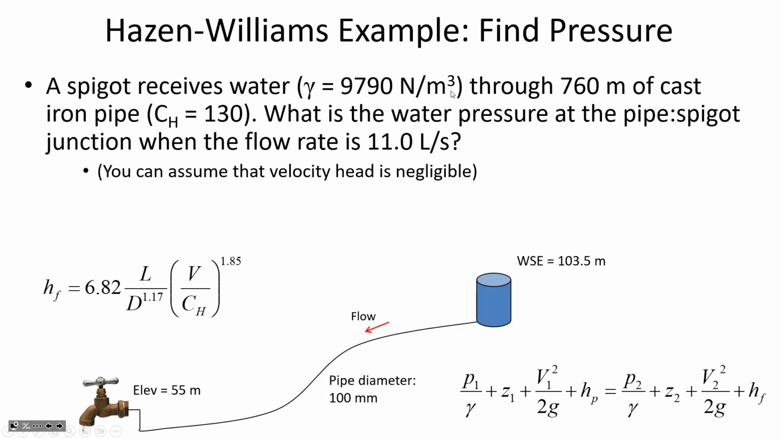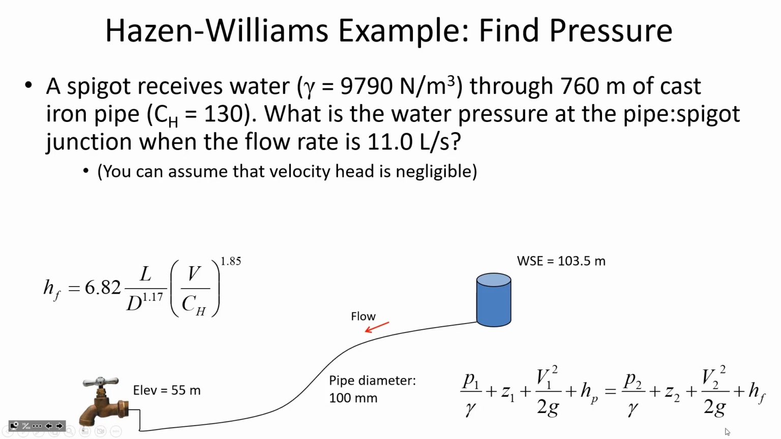We're accustomed to seeing the unit weight being 9810. That's the unit weight of water at 4 degrees Celsius. But as water gets warmer, its density goes down. And so does the unit weight accordingly. So this is the unit weight of water at maybe 20 degrees Celsius. So it's flowing through 760 meters of cast iron pipe, and we want to find out what's the pressure downstream. What's the pressure at this downstream location?